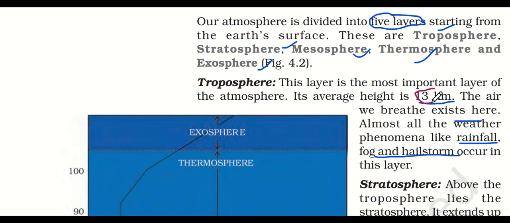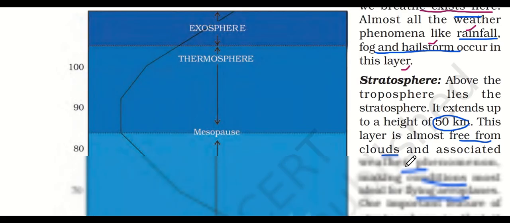The average height is 13 kilometers. It is important because the air we breathe exists here. Almost all weather phenomena like rainfall, fog, hailstorm occur in this layer. The average height is 13 kilometers. The air we breathe exists here. Almost all the weather phenomena like rainfall, fog, hailstorm occur in this layer.